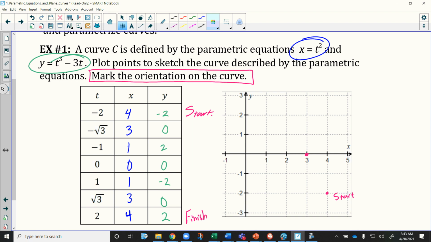And what do we have? 1 and positive 2. So that looks very linear almost, not quite. We have a bend there. And we have something at the origin at 0, 0. We have 1 and negative 2. 3 and 0, so we're back to that point. And then 4 and positive 2.